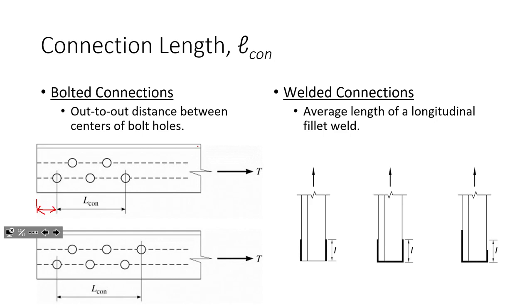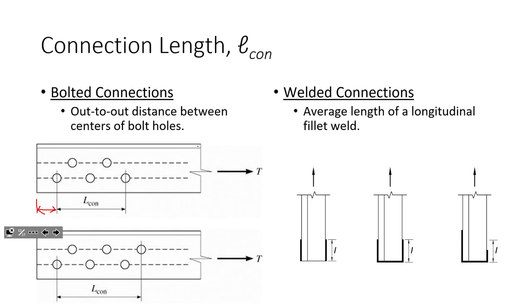The idea is that the longer the connection is, the more steel is available for that load to propagate throughout the member. So that's why the equation is 1 minus X bar over L. As L gets bigger, the shear lag factor gets bigger. Okay? Does that make sense?